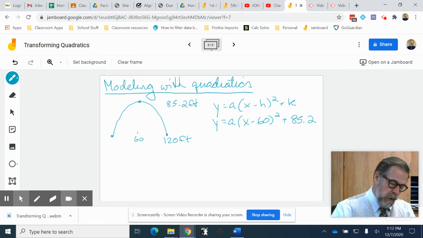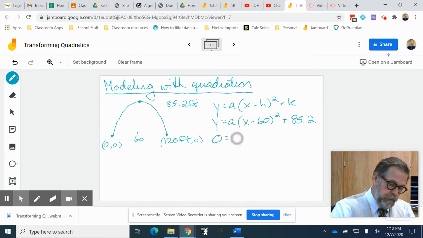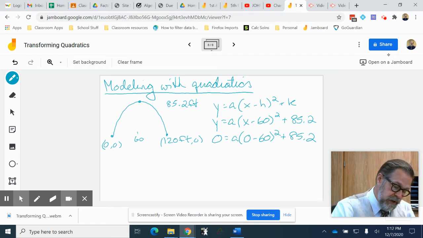Well, what else do we know about this parabola? We know that there's a point at (0, 0), and that there's a point at (120, 0). We can plug one of those into our equation and solve for a. I'm going to use (0, 0); it doesn't really make any difference at all. And as an intellectual exercise, if it really bugs you, you can plug in (120, 0) and see if you get the same answer. But we get negative 85.2 equals a times negative 60 squared, 3,600.